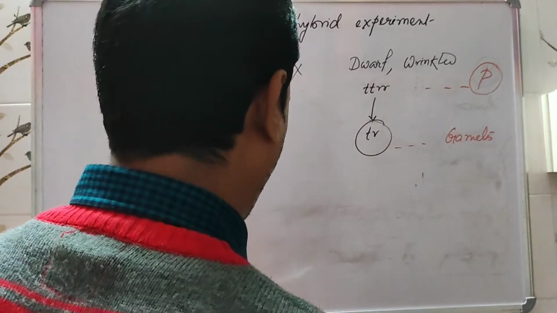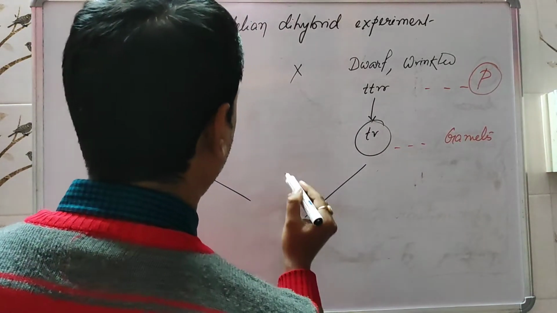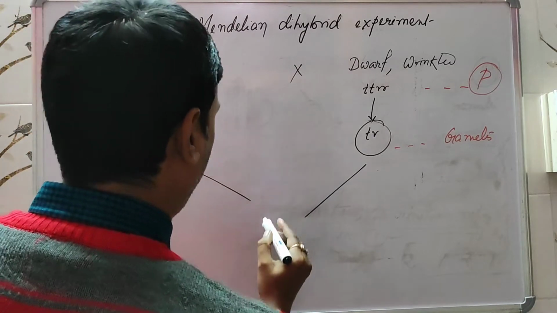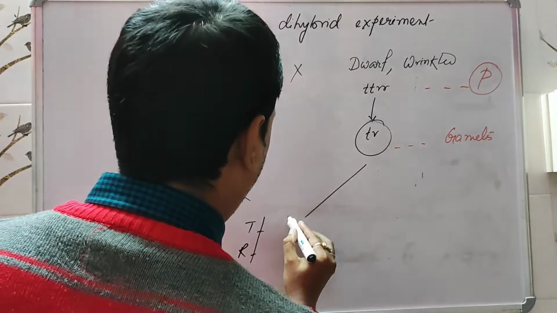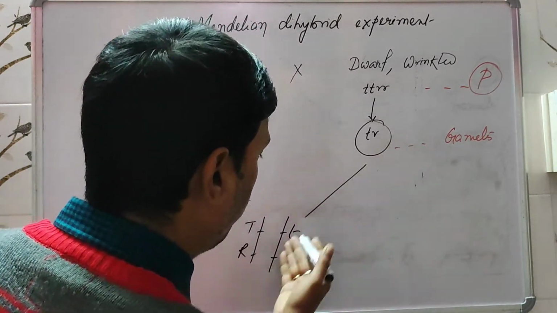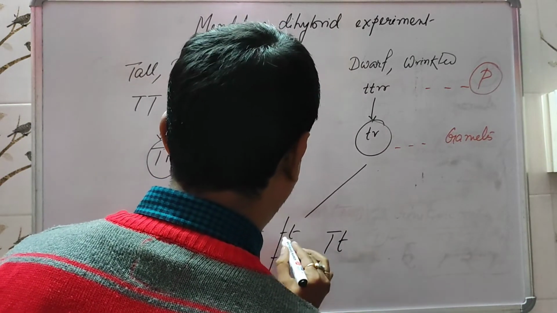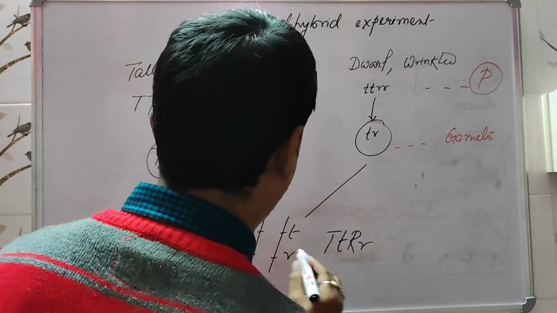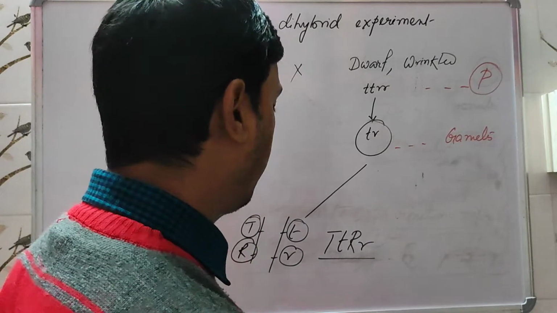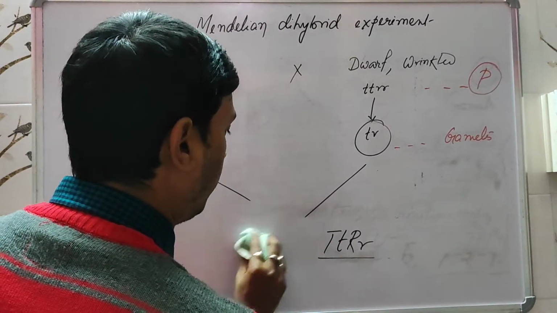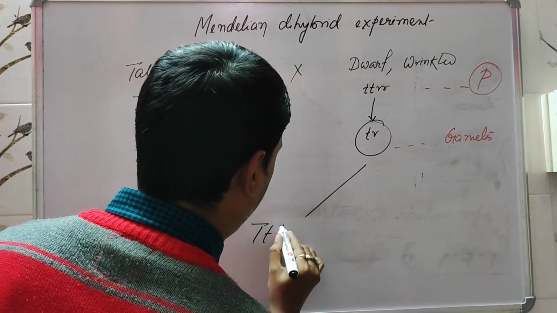Now we have to make a cross here. So, from the cross, what will we get? I have to draw this part again. We are getting capital T, capital R from this part, and small t, small r from this part. So what will we get finally? We will get capital T, capital R, small r. So you can write here capital T, capital R, small r.